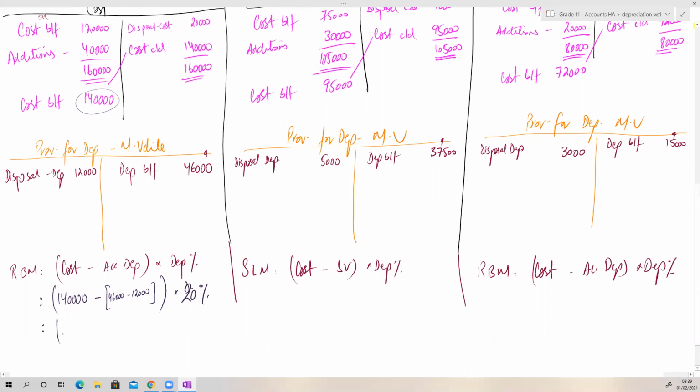So 140,000 minus 34 into 20%. देखो जरा क्या आंसर आता है. This is 21,200. कितना? 21,200. ठीक है. 21200.